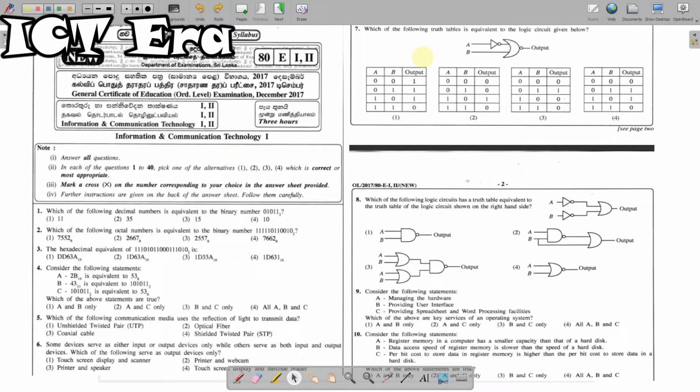Today I'm going to discuss the O-level 2017 paper. So let's get started with doing the first 10 questions of part 1.